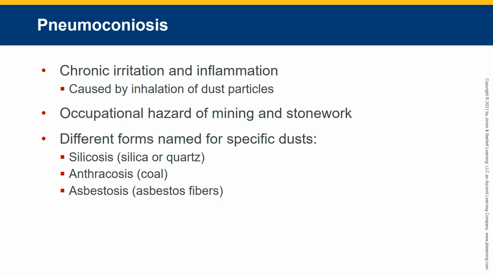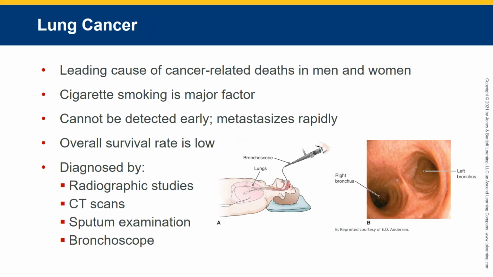That's just talking about a chronic irritation and inflammation caused by dust particles. Often we see this in patients who have some kind of an irritant where they work. If they work with something like silica or coal or asbestos fibers, they get an irritation and inflammation that can affect their breathing. Typically, it's industrial based. I think we typically think of it as an industrial based disease.